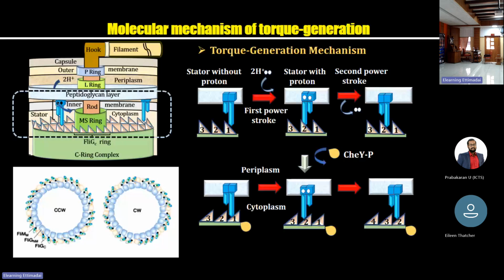It was done by Paul et al. and published in PNAS. You can see the direction of the FliG protein changes. If you see the structure, the direction of the FliG protein has changed, so you can easily explain the CW and CCW rotation. So this is the concept.